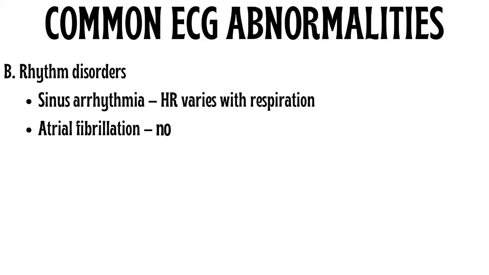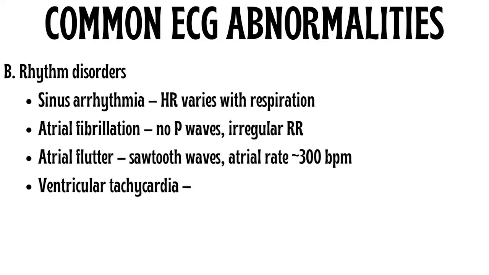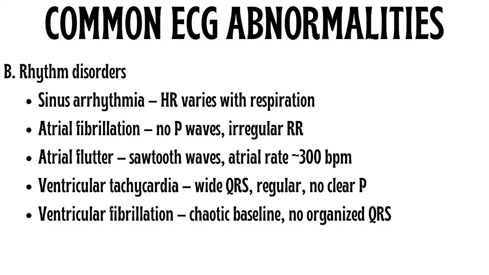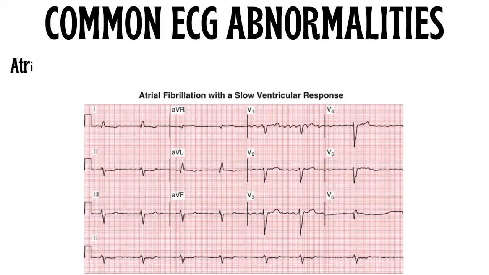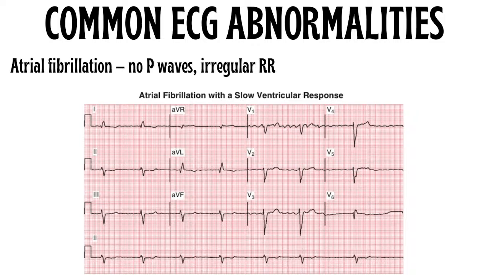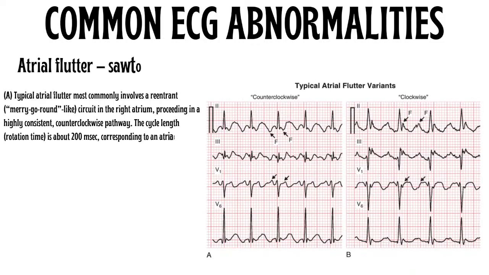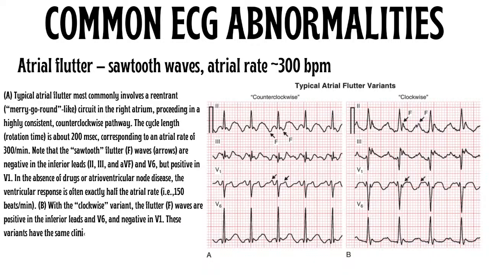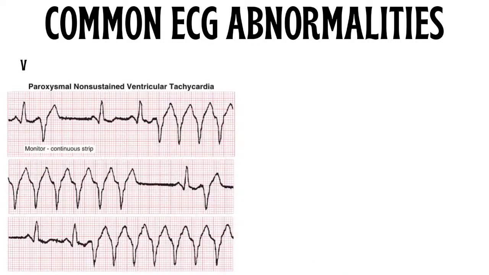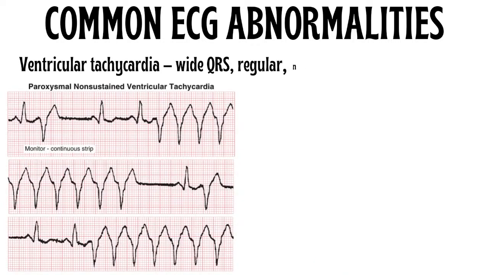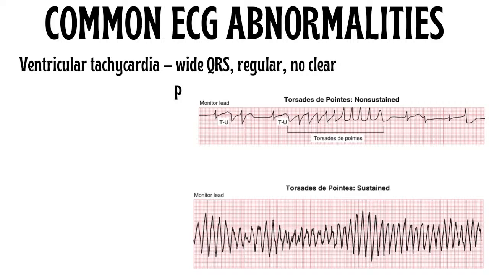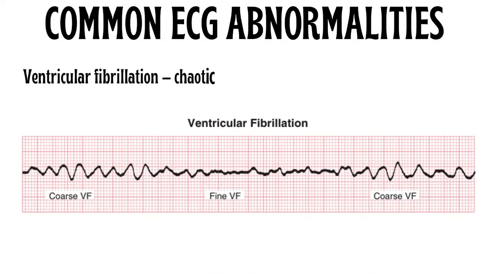Common rhythm disturbances include sinus arrhythmia, with variation with respiration; atrial fibrillation, with absence of P waves and irregular RR intervals; atrial flutter, with sawtooth flutter waves; ventricular tachycardia, with wide QRS complexes and regular rhythm; and ventricular fibrillation, with a chaotic baseline and no organized QRS complexes.